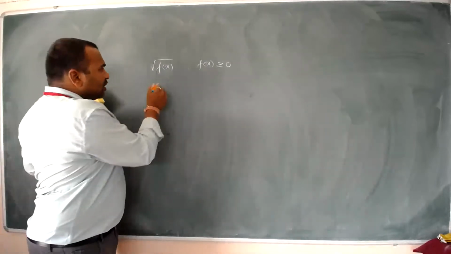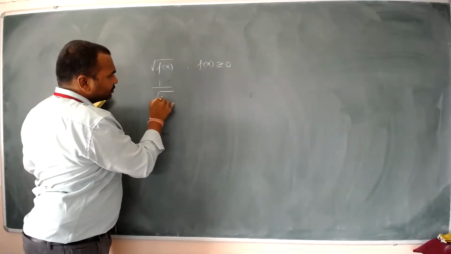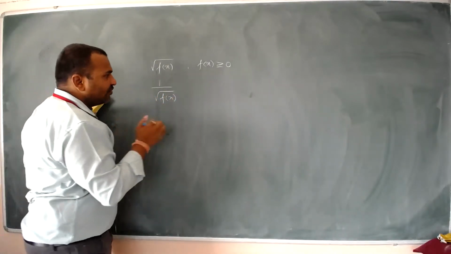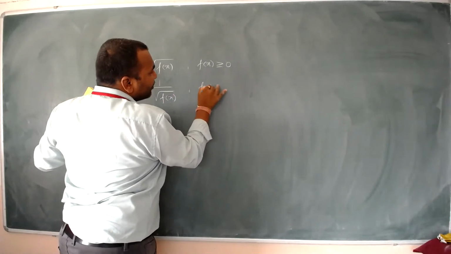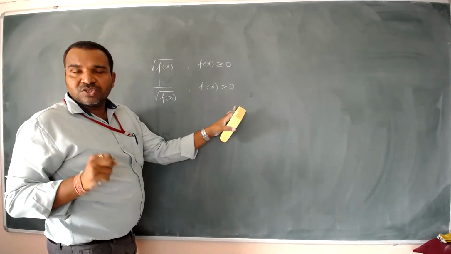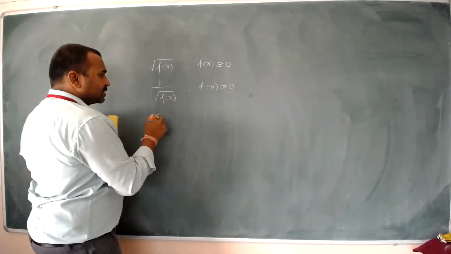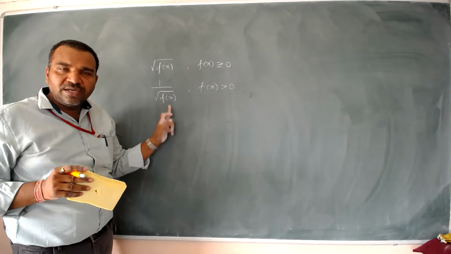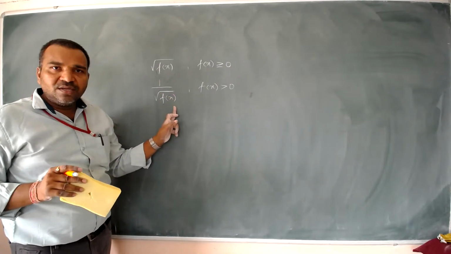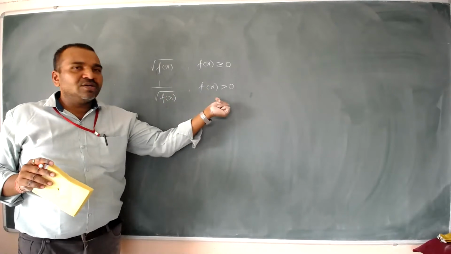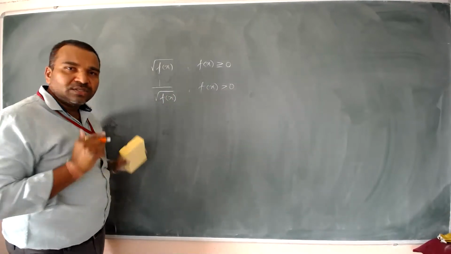Next, if it is in the denominator, in the form 1 by root of f of x, then f of x must be greater than 0. F of x must be greater than 0, because it cannot be 0 now. 1 by root 0 is 1 by 0, not defined. That's why here the denominator should be like this. We can take root x must be greater than 0.